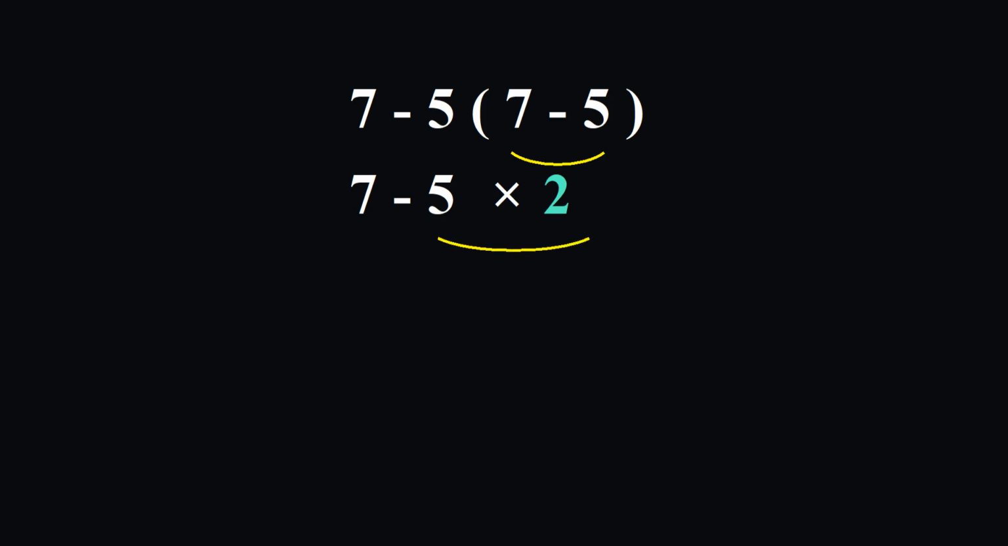So 5 times 2, which equals 10. So we have 7 minus 10. So 7 minus 10, which equals minus 3. And this is our final answer for this problem.